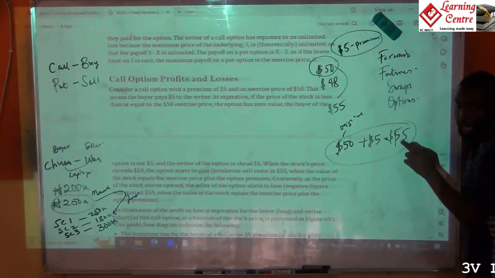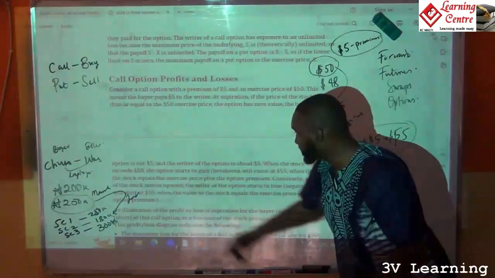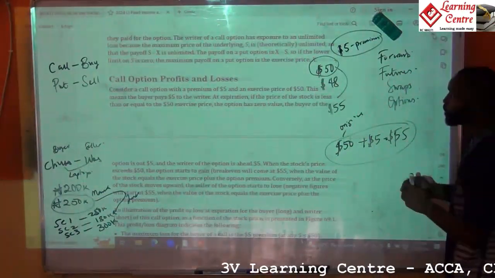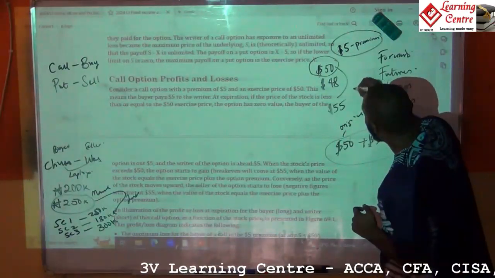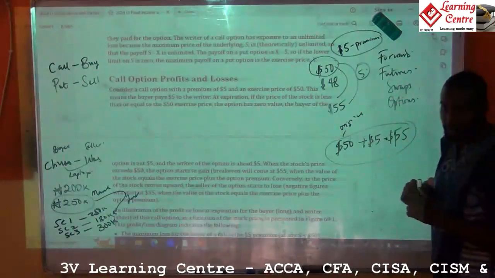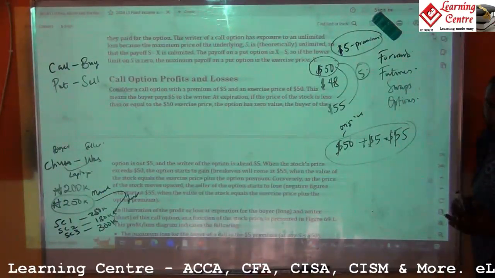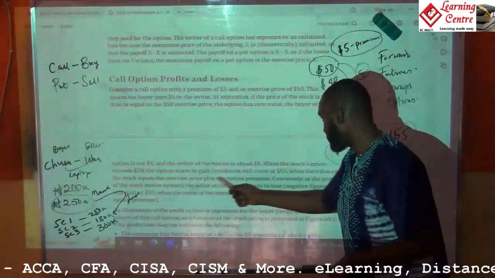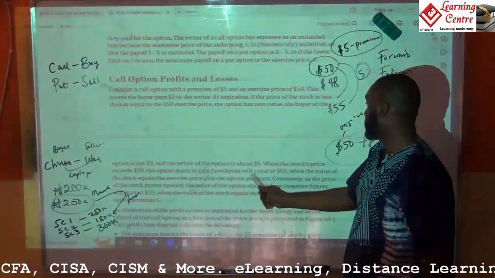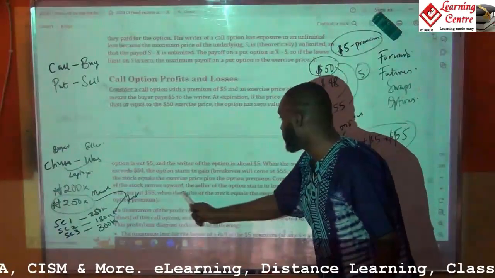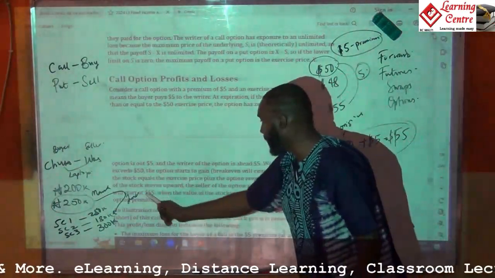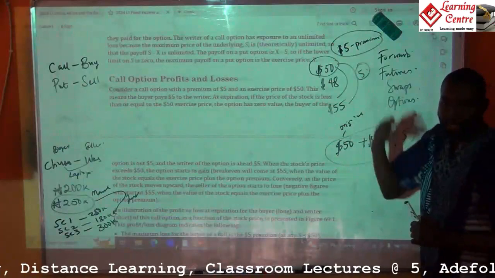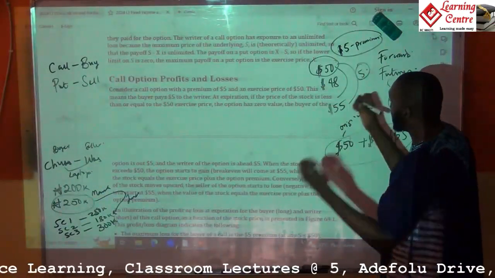So I did not lose, I did not gain. That's what it is saying here. When the stock price exceeds $50, the option starts to gain. So the gain in the option is this 55 minus 50. There's a $5 benefit of going ahead with what I agreed. When the value of the stock equals the exercise price, break even will come at 50. Conversely, as the price moves upward, the seller of the option starts to lose. Negative figures will start at 55. So this is another scenario, 55. Let's take it a step higher. Let's take it to 58 for argument's sake.